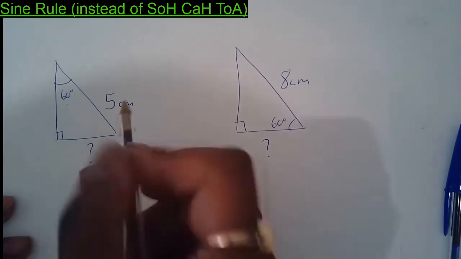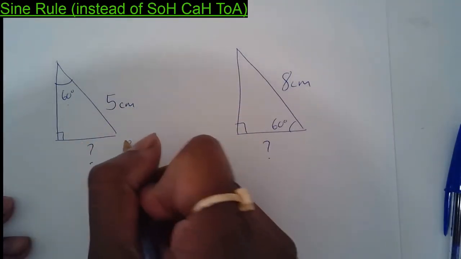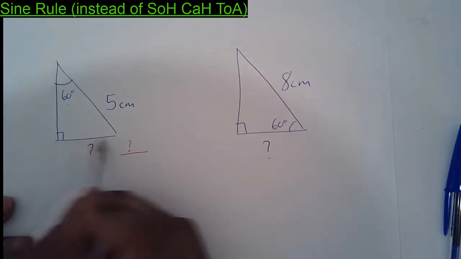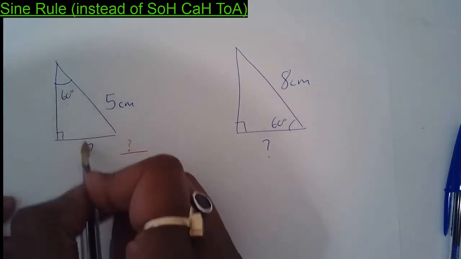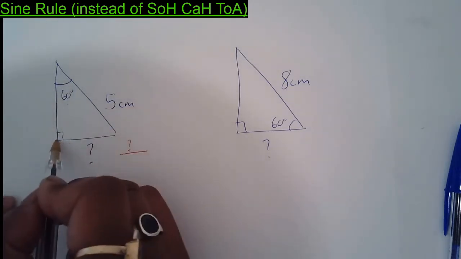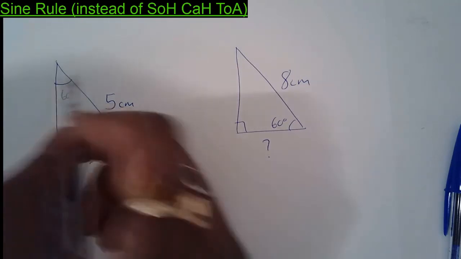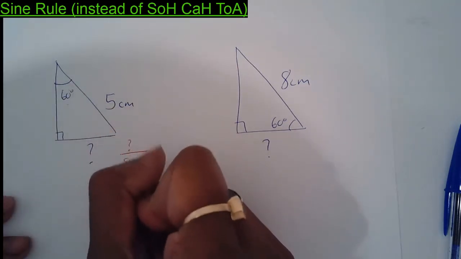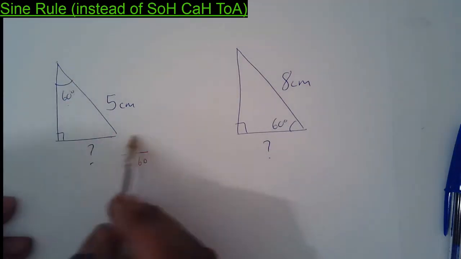Right, missing side. This side here is going to be paired up with 60 degrees. Remember, opposites attract. They're on opposite sides. This is question mark, and the angle is sin 60. Remember, angles are always sinners. So opposites attract, that's our first couple.